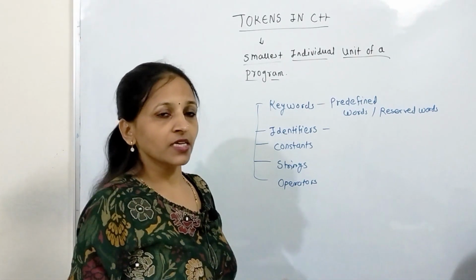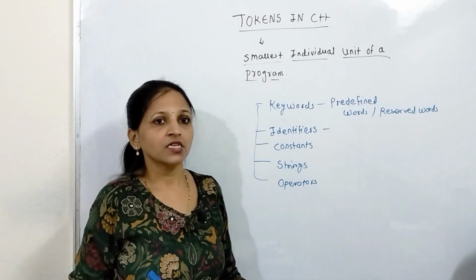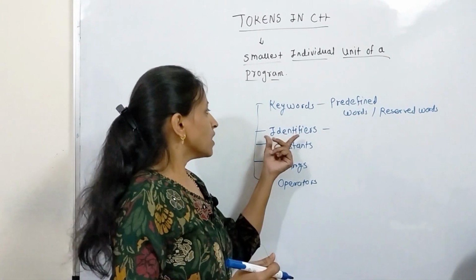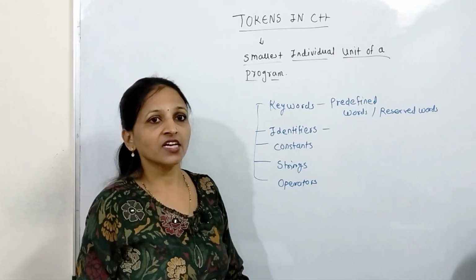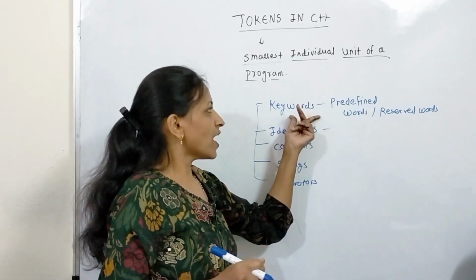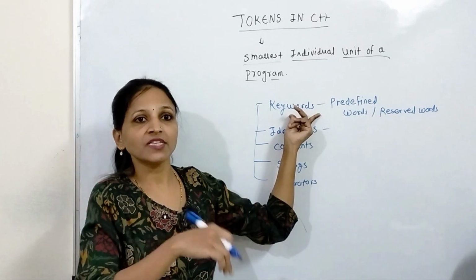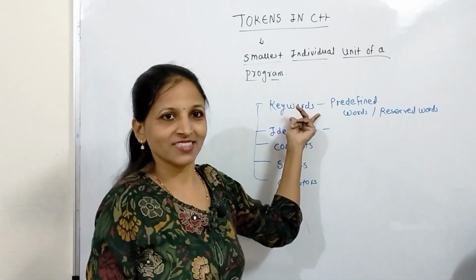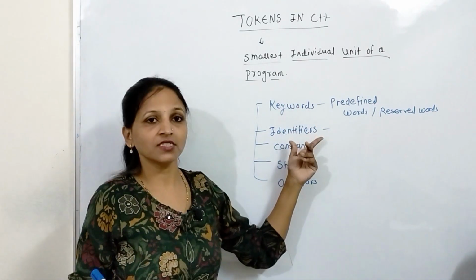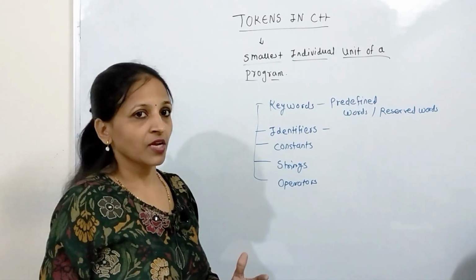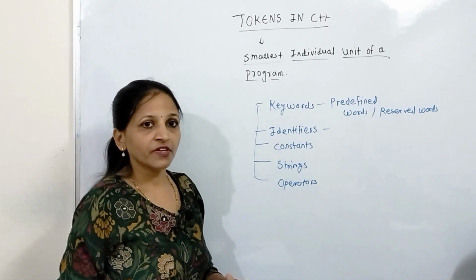Then we have to give names to the variables. Those are called identifiers. Programmer defined names are called identifiers, and the names defined by the language itself are keywords. We cannot use keywords as identifiers. I am going to explain this in depth again, don't worry about that.